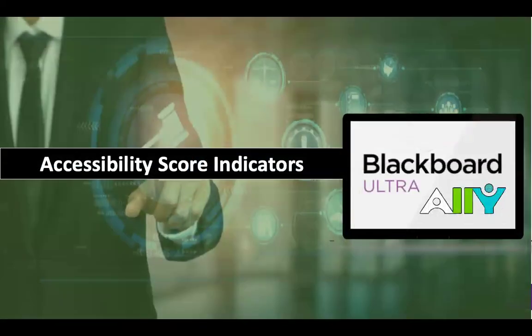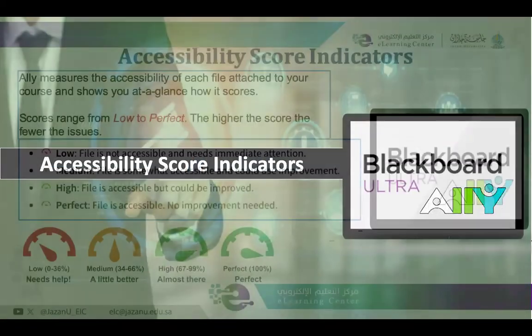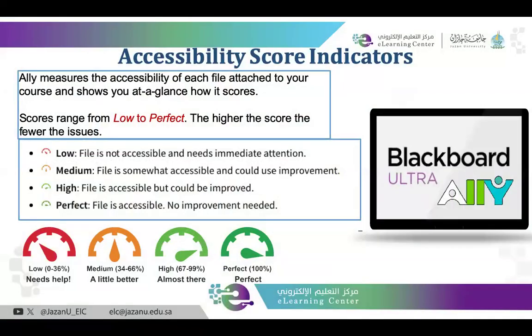So let's have a look at how the accessibility score indicators work. Ally measures the accessibility of each file attached to your course and shows you at a glance how it scores. Scores range from low to perfect. The higher the score, the fewer the issues. So low means that the file is not accessible and needs immediate attention.